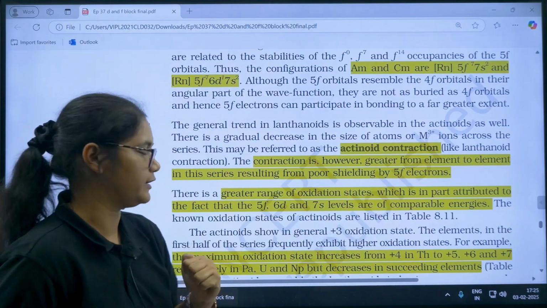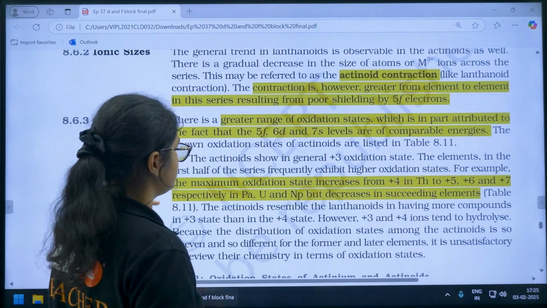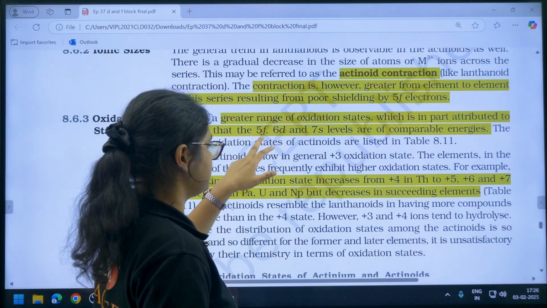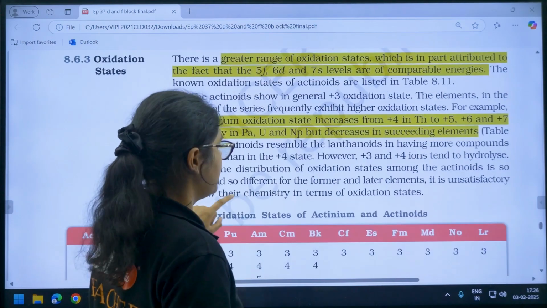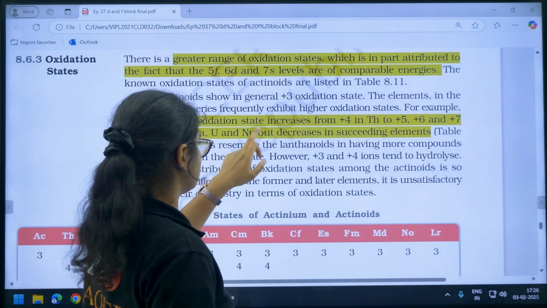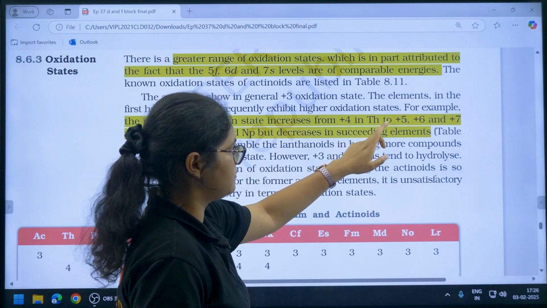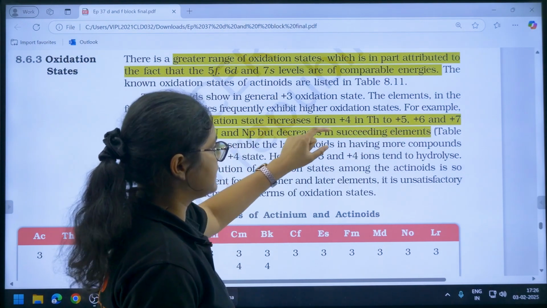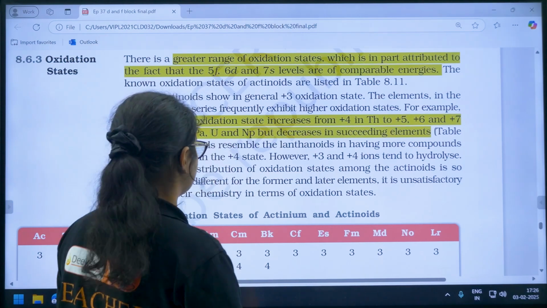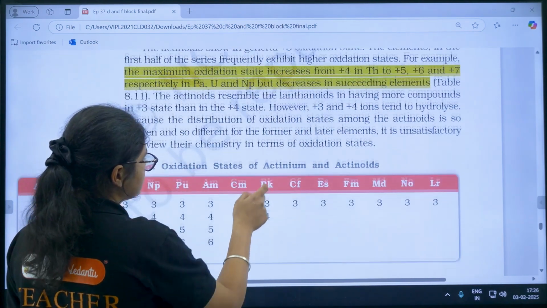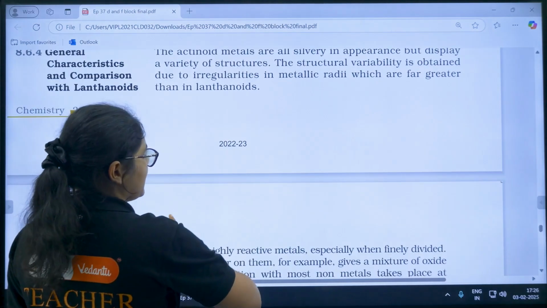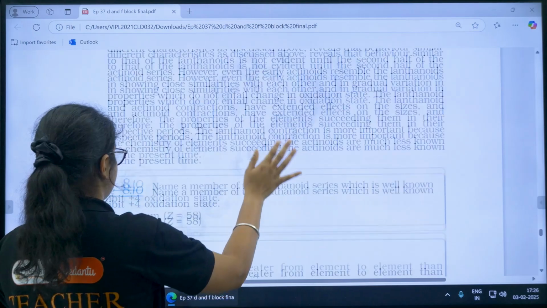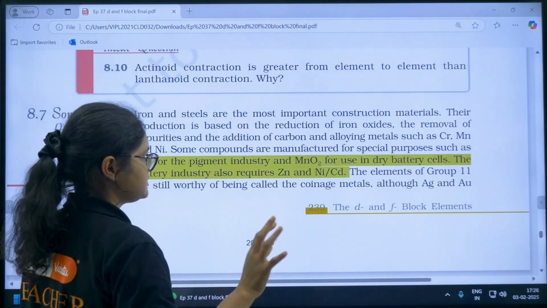Now coming to oxidation state, what should you be knowing? They have greater oxidation states because of the similar energy of 5f, 6d and 7s orbitals. Okay. Now the maximum oxidation state increases from +4 in thorium to +5, +6 and +7 respectively in Pa, U and Np, but decreases in the succeeding elements. So you should know the highest oxidation state is Np of +7. Okay. Next, we have here general characteristics, you can just go through it, not much important part. Okay.